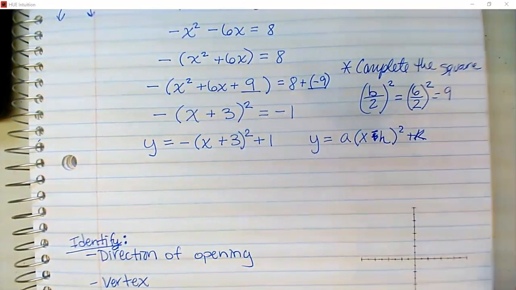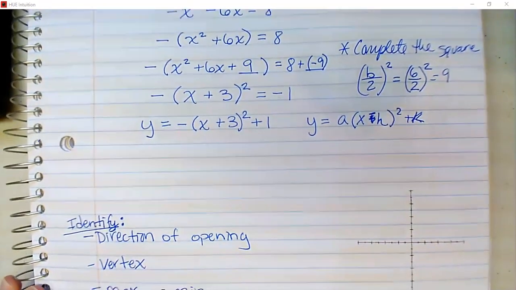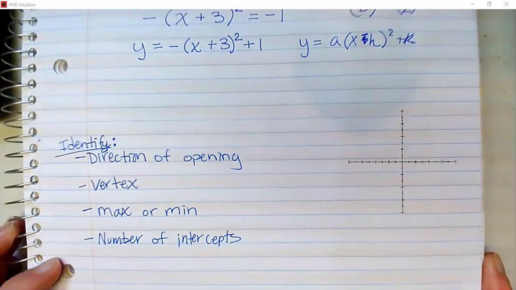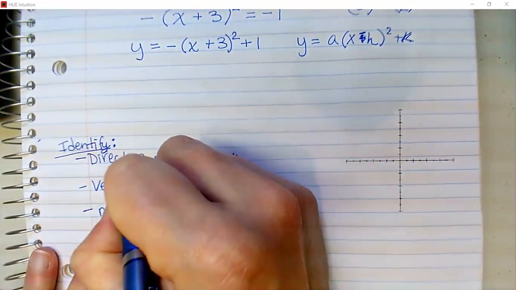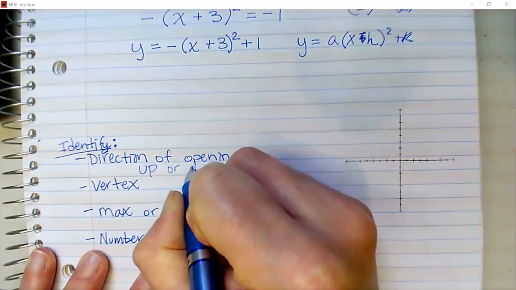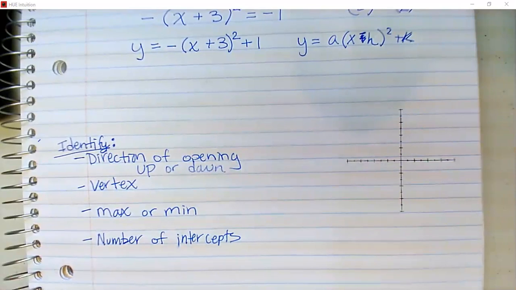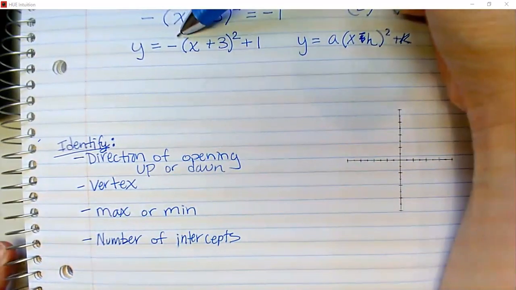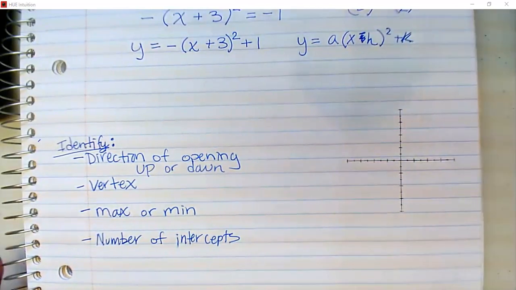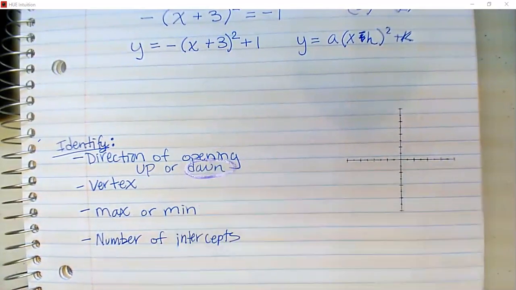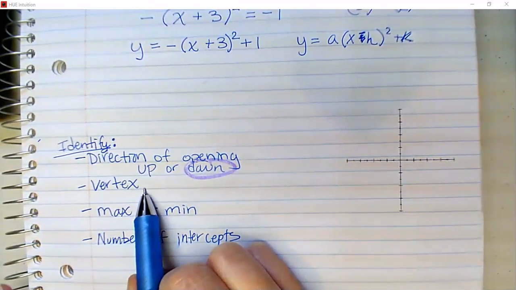Okay, so this problem asks us to do several things. It asks us to identify, number one, the direction of the opening. That's asking us, does it open up or does it open down? Now, when the quadratic was in standard form, we could already tell that it was going to open down because a was negative. And once again, you can tell in vertex form because of this negative sign that's right here in front of the parentheses. So this is telling us that our quadratic is going to open down.